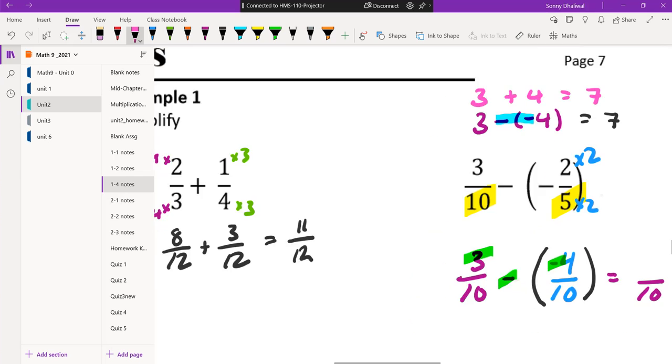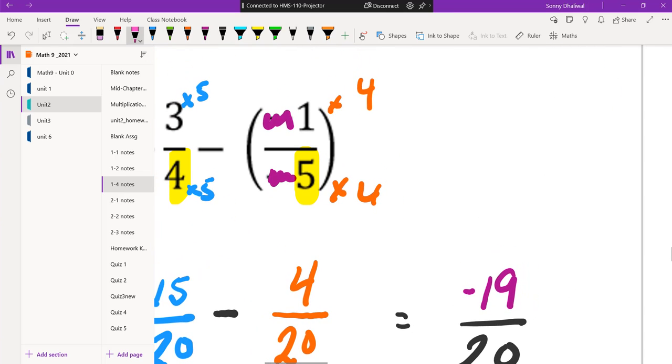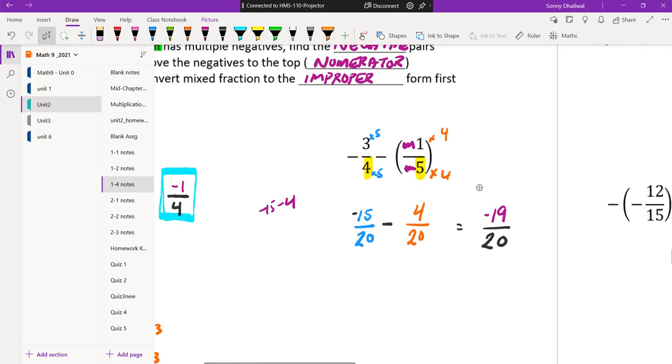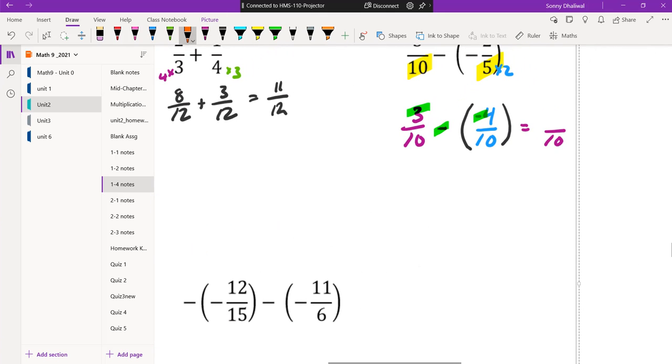So not only do we check to see if a fraction has multiple negatives on itself, but you also look for the negative out front, because that can change how we add and subtract as well. Okay? Now, sorry, and that should have been a 7. Okay. So let's look at the next situation.